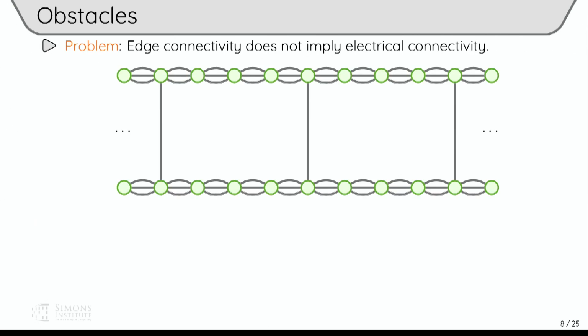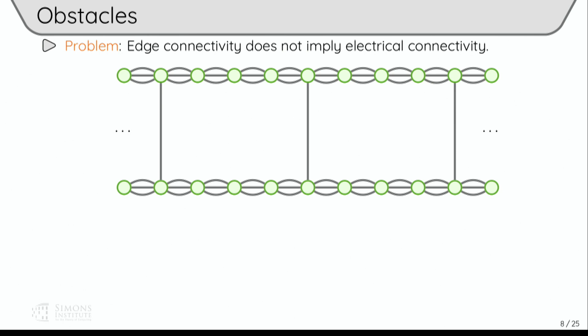All right. So like I said, the weaker assumption doesn't imply the stronger assumption. Here is an example. This is basically a large graph. Think of k parallel paths on the top and k parallel paths on the bottom. Throughout the graph, there are k vertical edges going from the top to the bottom. So this graph is k-edge connected. But if the distances between these vertical edges are long, it is not k electrically connected.